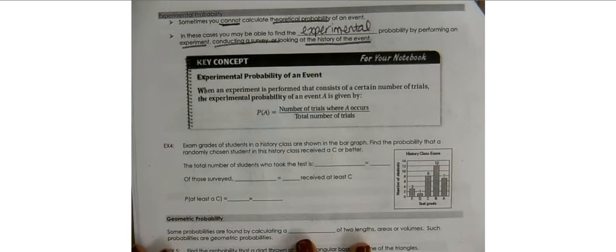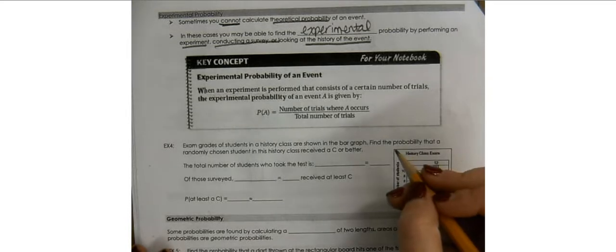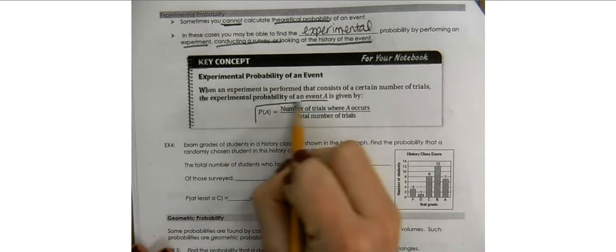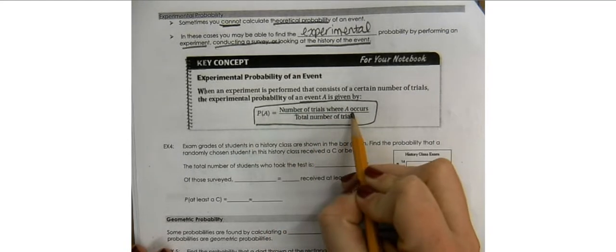So when an experiment is performed that consists of a certain number of trials, the experimental probability of an event A is given by the probability of A equals the number of trials where A occurred divided by the total number of trials.